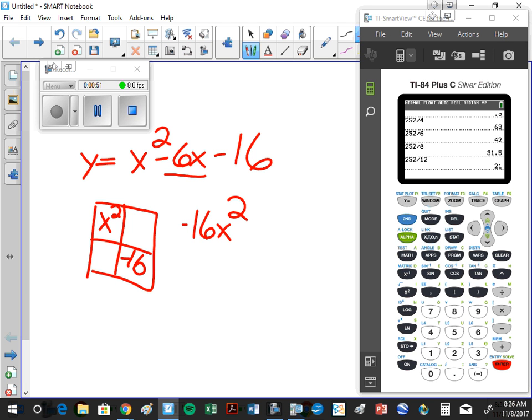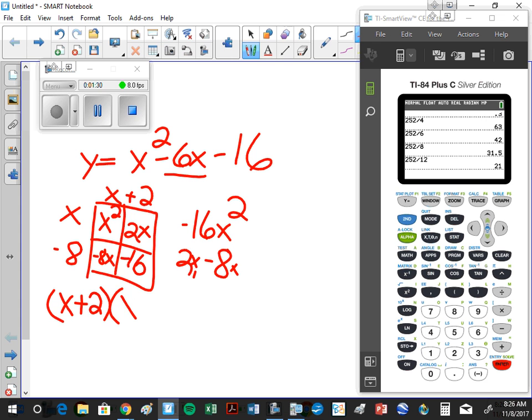Are there any? 2 and negative 8. And it's actually 2x and negative 8x. I put 2x in one box and negative 8x in another. What does the top row share? X. And if I take an x out of both of those, what am I left with? X plus 2. And if I take an x out of both of these, I'm left with x minus 8. So the factors are x plus 2 and x minus 8.